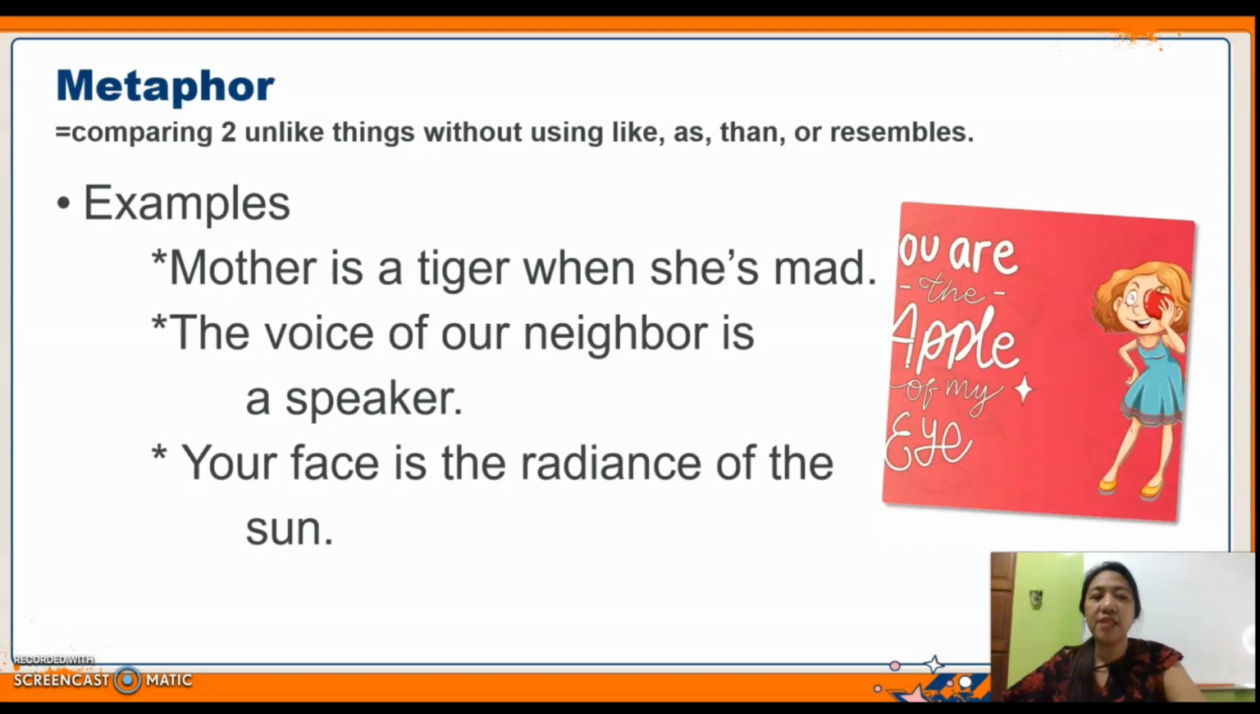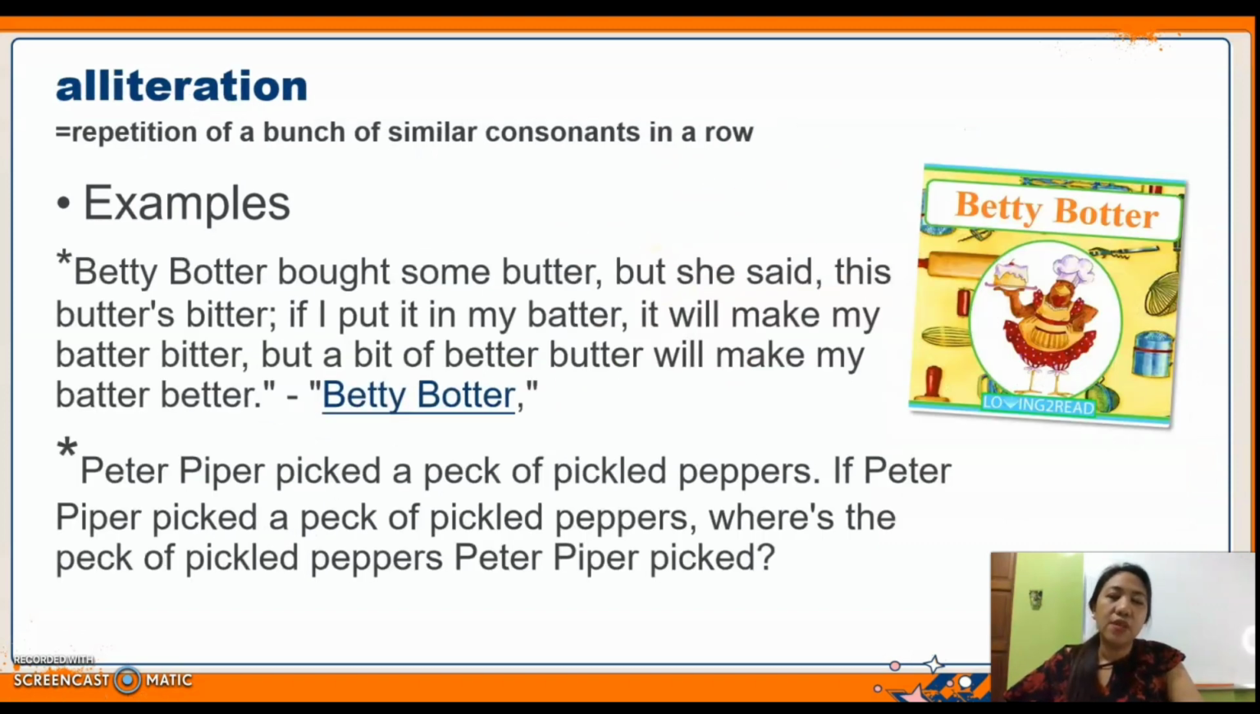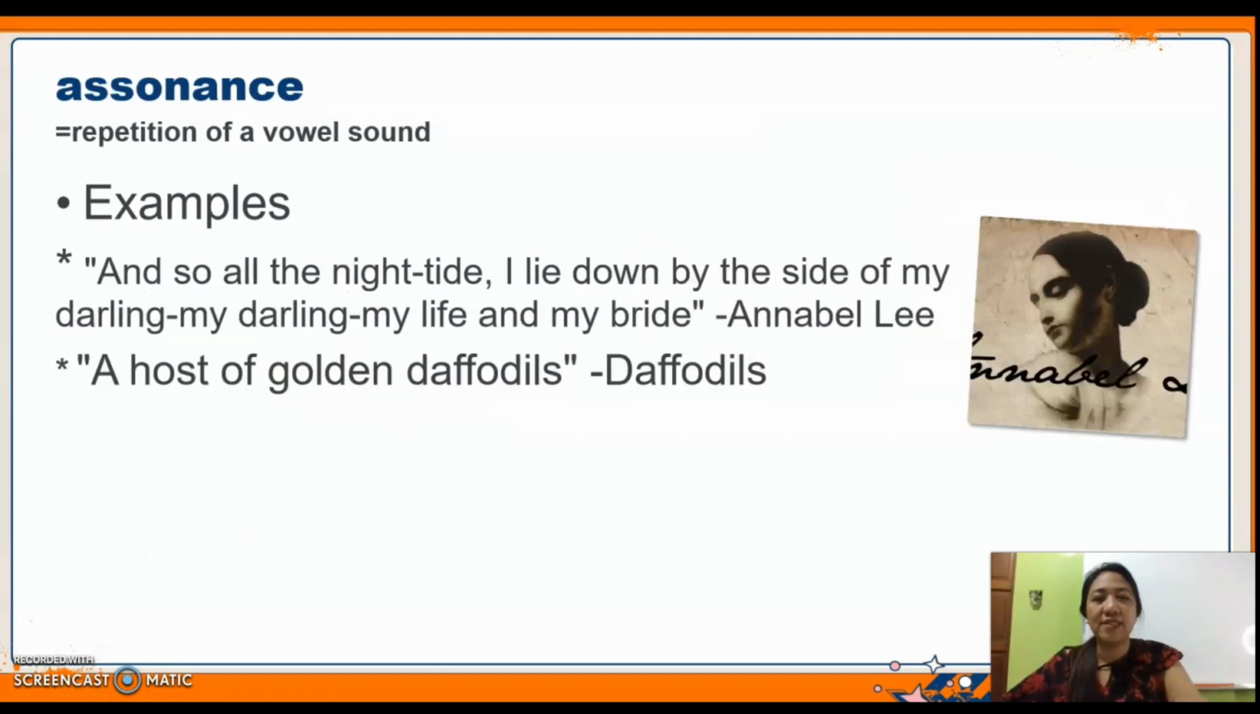So you say, mother is a tiger when she's mad. No more like. The voice of our neighbor is a speaker. So it's more direct. Your face is the radiance of the sun. Okay, that's metaphor. Now, another pair is alliteration versus assonance.